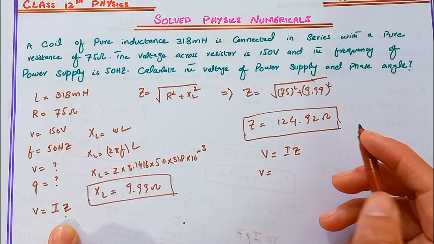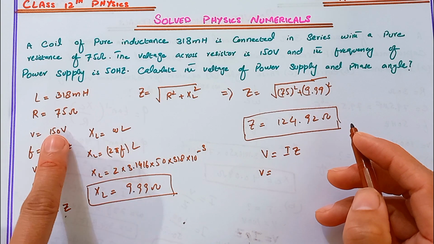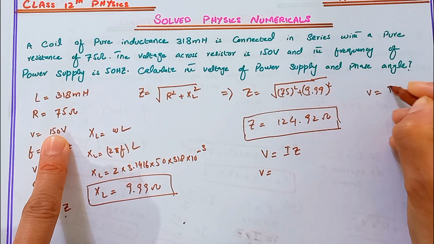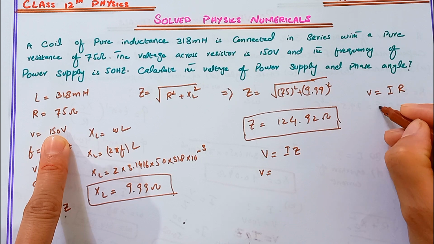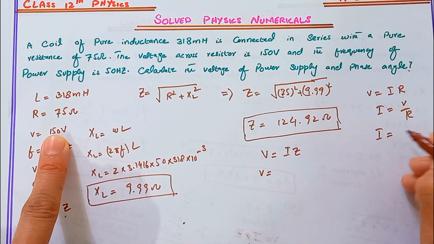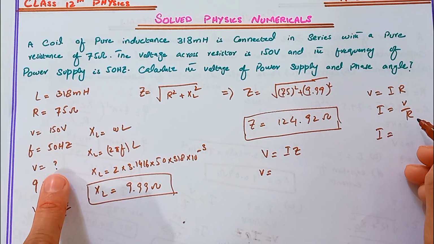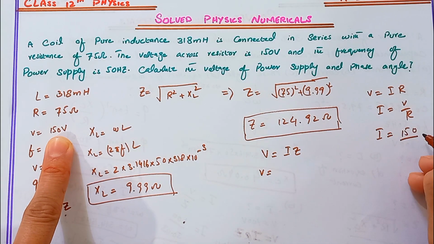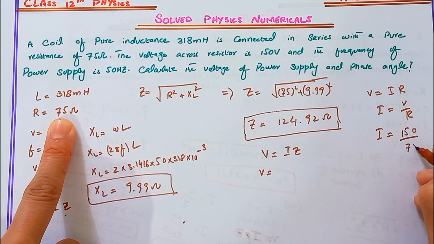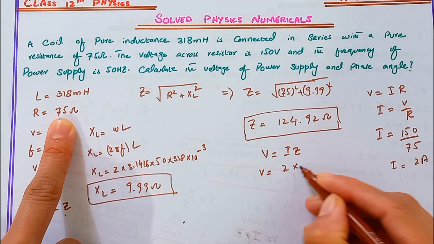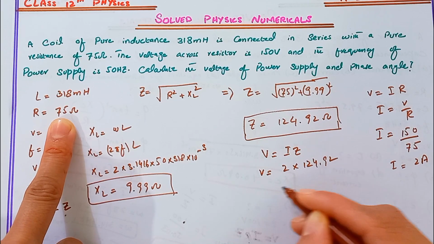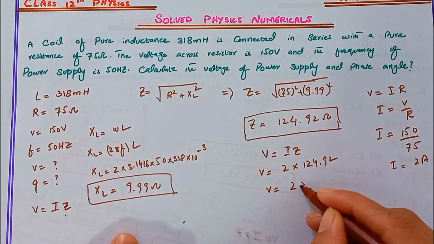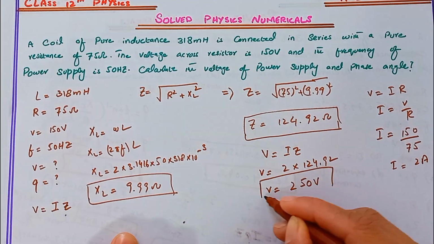Here we don't know the value of I. We find the value of I by using the formula of Ohm's law, V is equal to IR, and I is equal to V over R. Here V is the voltage across the resistor, that is 150, and resistor R is given as 75. So 150 over 75 is equal to 2 ampere. Put this value in this equation, that is 2, and Z that is 124.92. So here we find the voltage is equal to 250 volt.